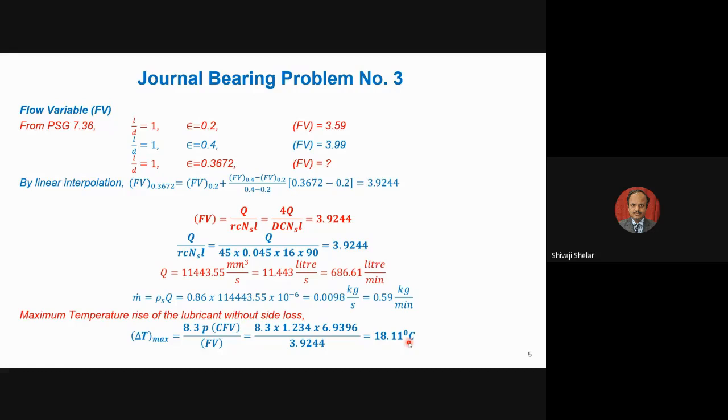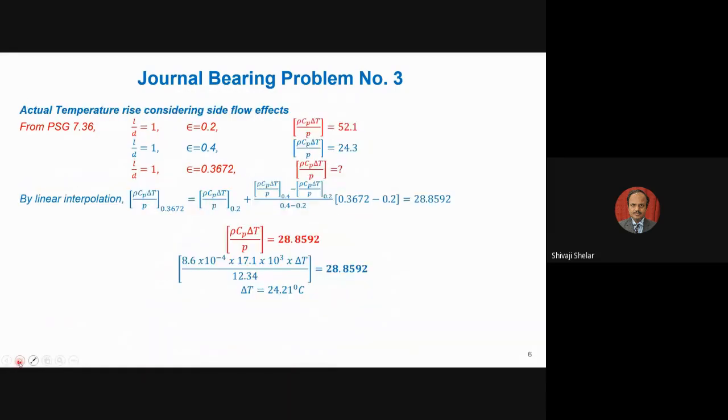But in reality, there is a side loss. The lubricant will be lost from the side in the axial direction. So the temperature rise in the bearing may be greater than this value. That's why I'm checking in the next slide. You can see here the actual temperature rise considering side flow effect. So if we consider side flow effect, from PHG 7.36 you can find this temperature rise function. This separate column is there.